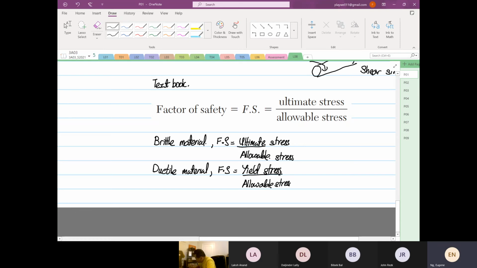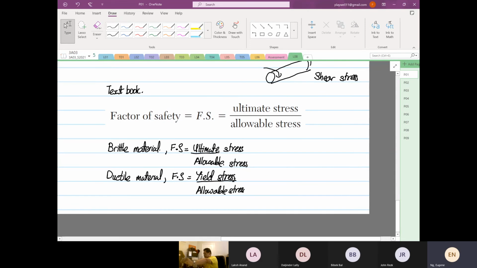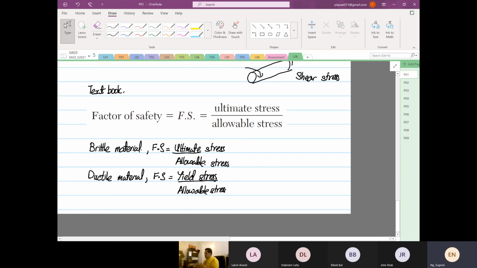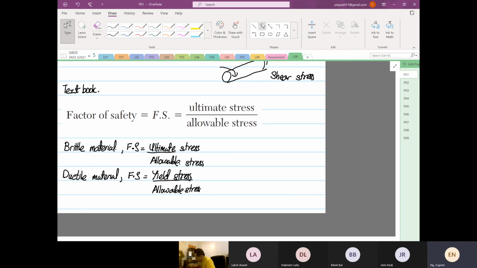Why is it that in ductile material you use the yield, whereas for brittle you use the ultimate? Anyone, please? Why is that the case? You don't get this from the textbook. The textbook says ultimate strength, ultimate strength. But any idea, anyone know why? If I have no answer, that's where an engineer has to be aware.